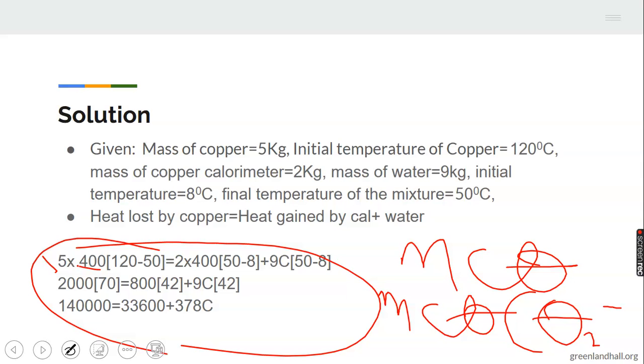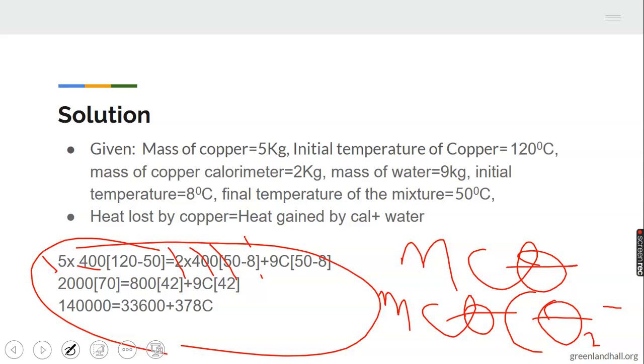You still follow mcθ, which is now going to be theta 2 minus theta 1, knowing that theta 2 is the final temperature and theta 1 is the initial temperature, which is 8 degrees. So for the heat gained by the calorimeter, the mass of the calorimeter is 2 kg. The specific capacity of the calorimeter is 400. The final temperature of the mixture is 50. The initial temperature of the calorimeter is 8. So it is 50 minus 8.